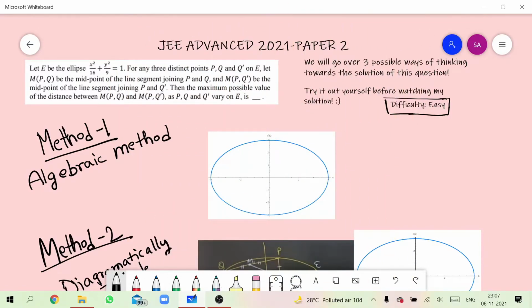Hello and welcome. Today we have a question from JEE Advanced 2021 paper 2, which was in fact the exam which I had to give. Let E be the ellipse. This is the given equation to us.